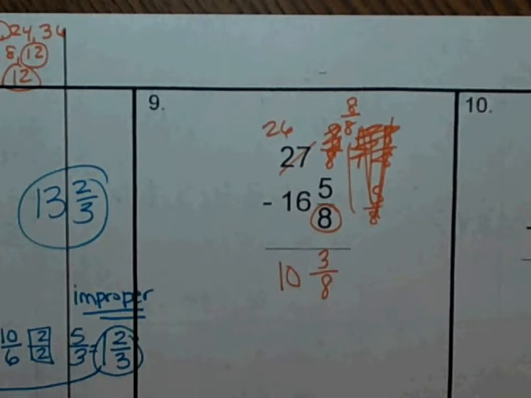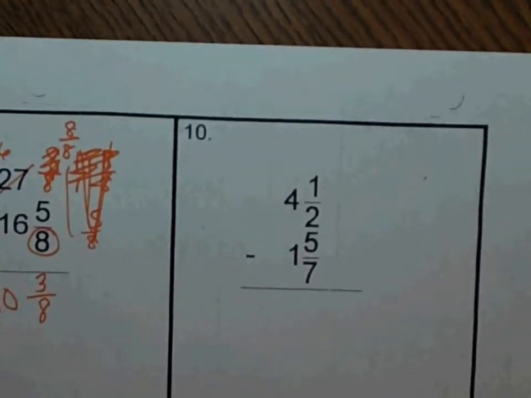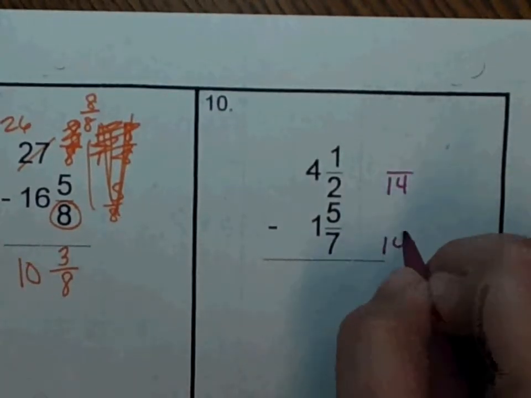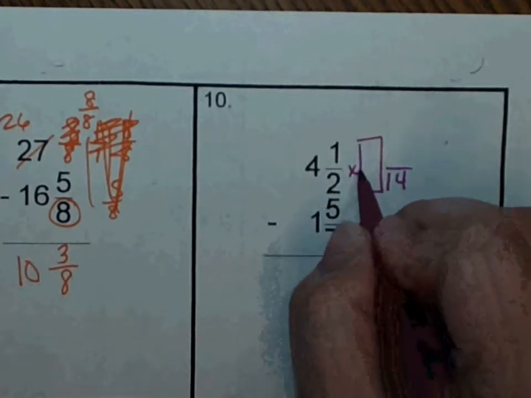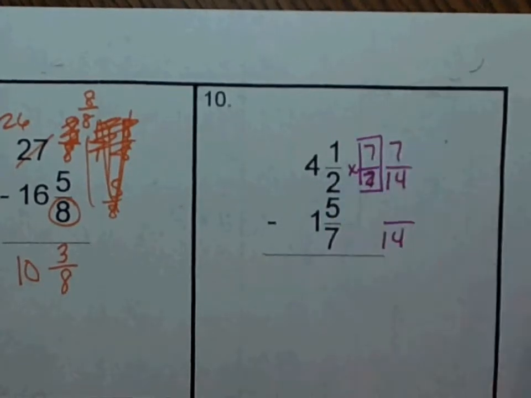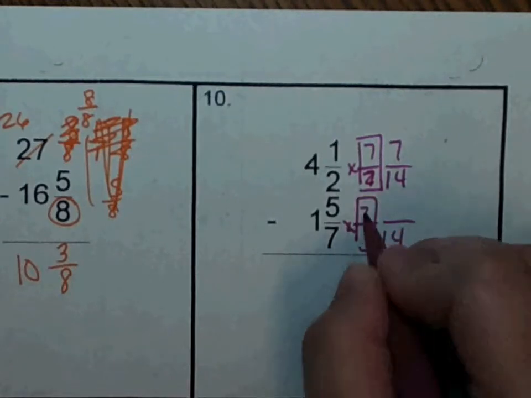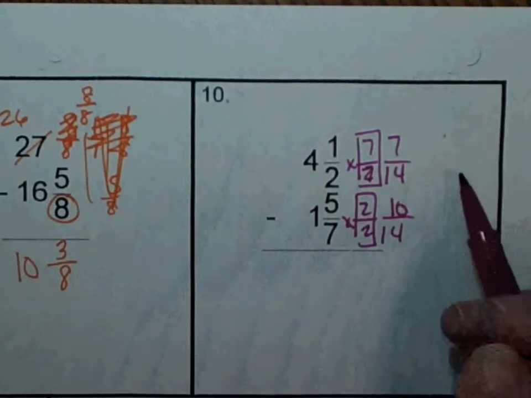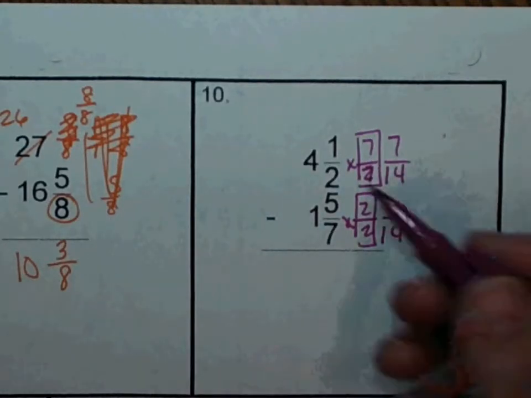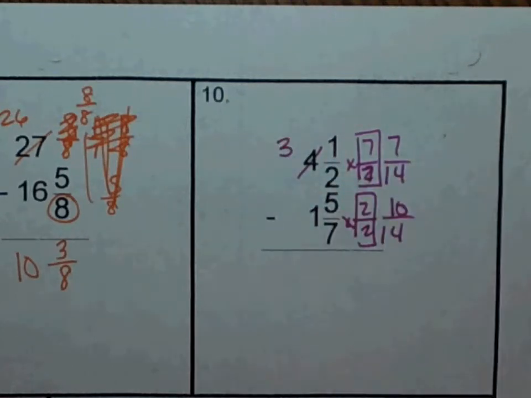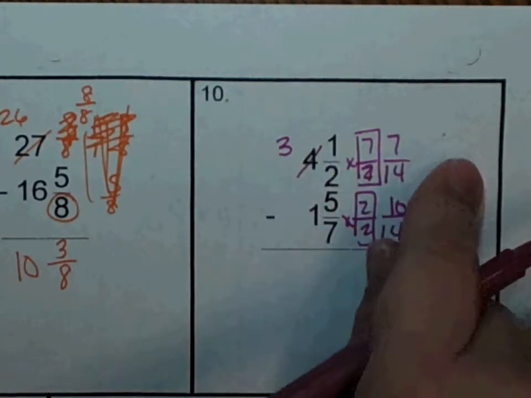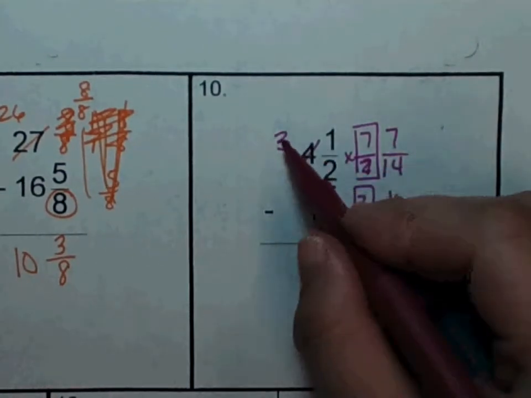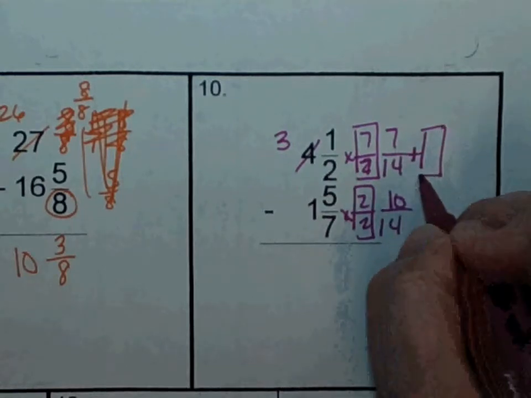Alright, number 10. Common denominator. I know that it's 14. Up top, I know that it's times 7. Whoops, sorry. On the bottom, it's times 2. And now I'm running into the same problem I ran into over here. I only have 7, but I need 10. So I gotta go borrow. Because I borrowed a whole, I have to add a whole here. What a lot of people want to do is just put a 1 here. You cannot do that. Okay? I borrowed a whole, so I have to add a whole here.